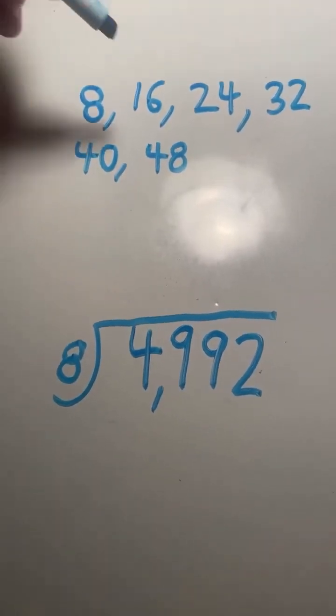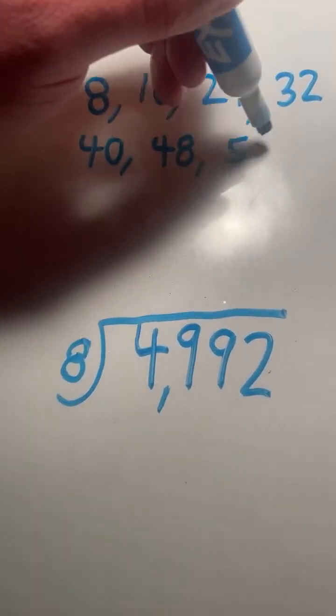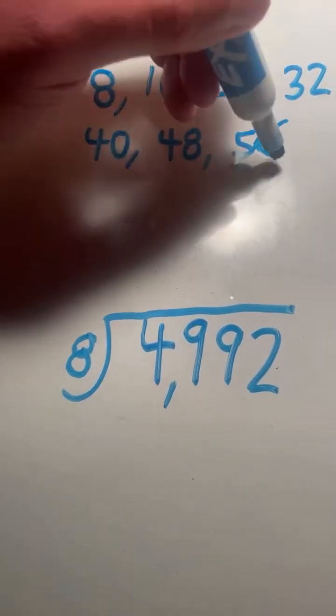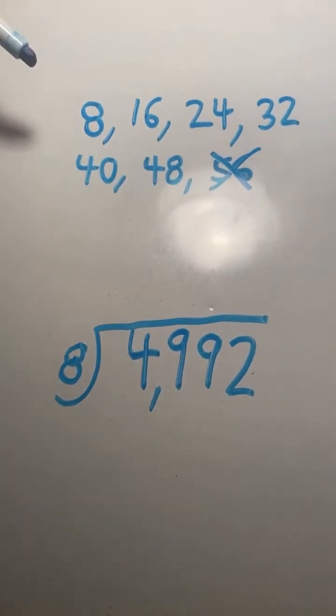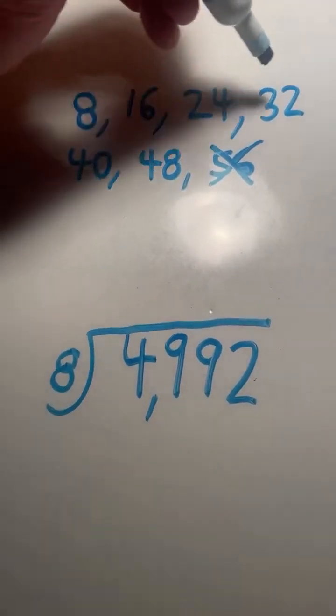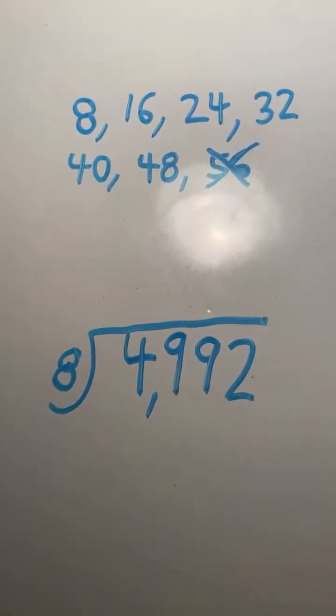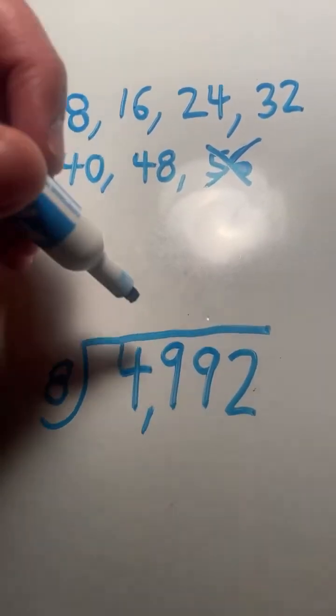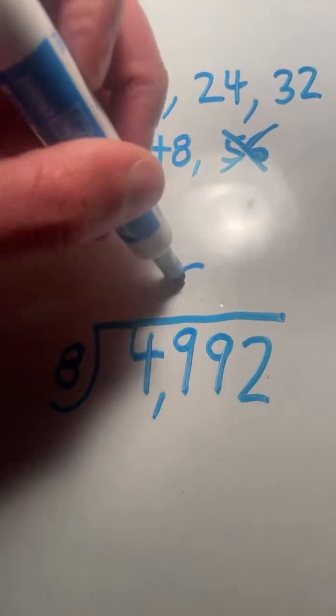Now if I count by 8 again, I'll be past 49. If I count by 8 again, I'll be at 56, which is too far. But I was able to get 1, 2, 3, 4, 5, 6 full groups of 8 within 49. So 49 divided by 8 equals 6.